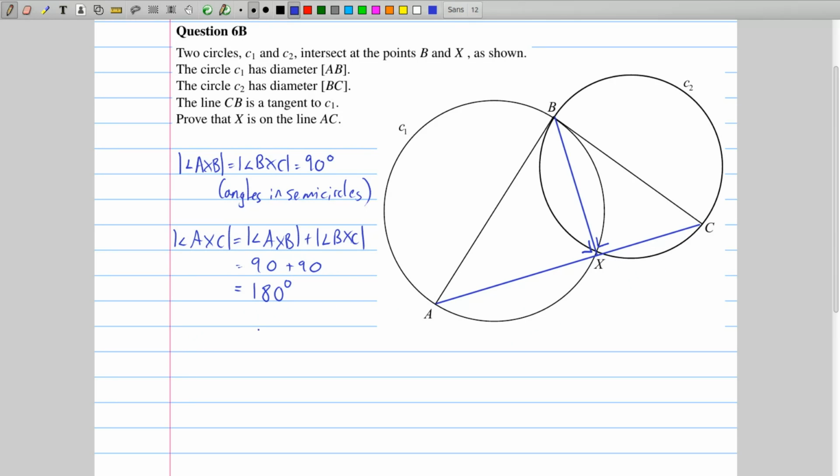And that's it. The 180 degrees proves that this is a straight line that passes through these 3 points. So therefore, A, X, and C are collinear. And all that means is that they're on the same line.